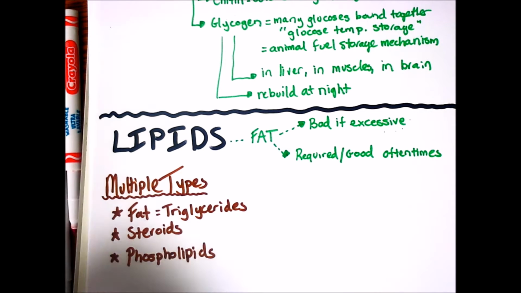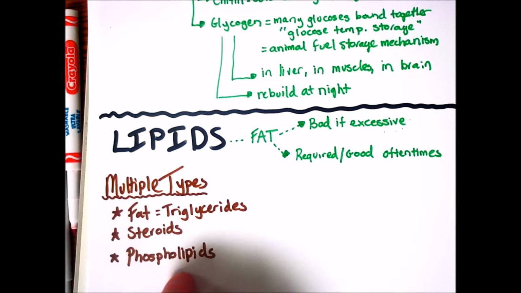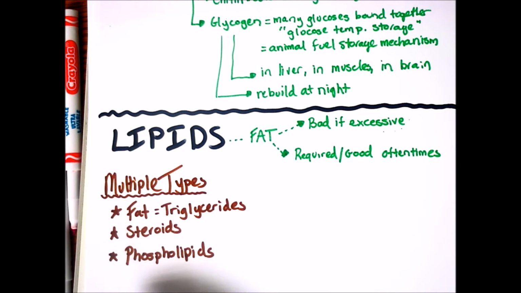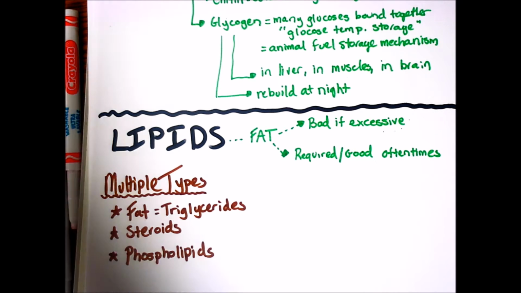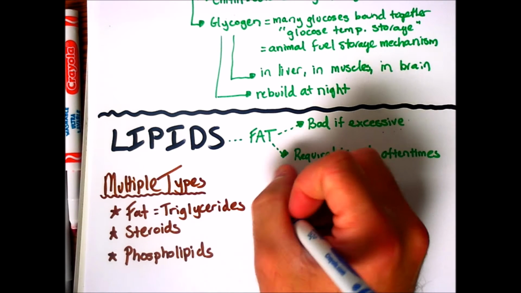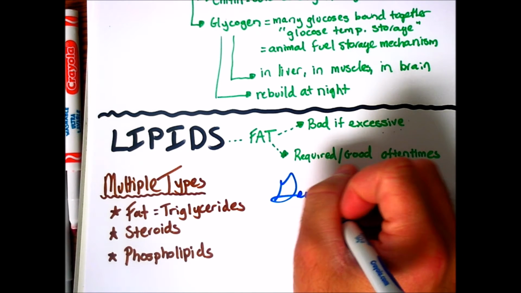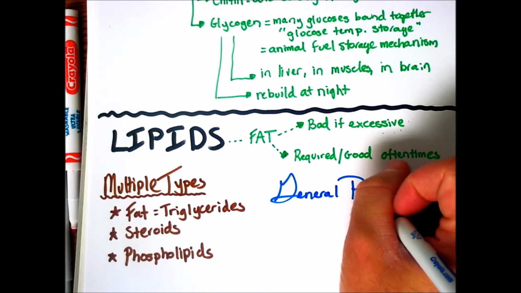And our last group is the phospholipids. All of these three are types of the lipid group. We'll talk about the first group, which are your fats, today. But before that, we have to identify some general properties. General properties of all lipids.